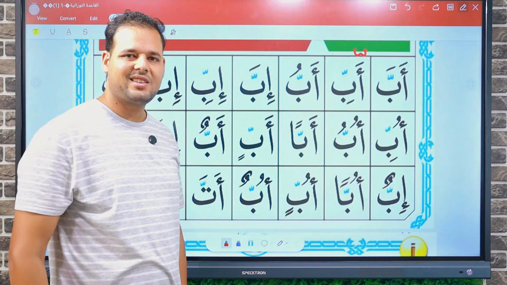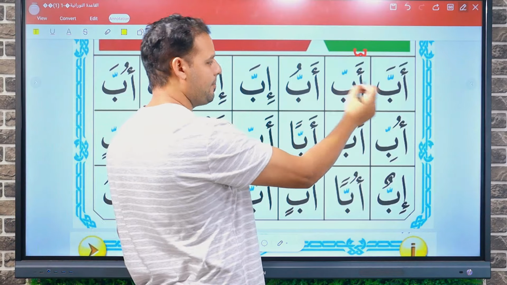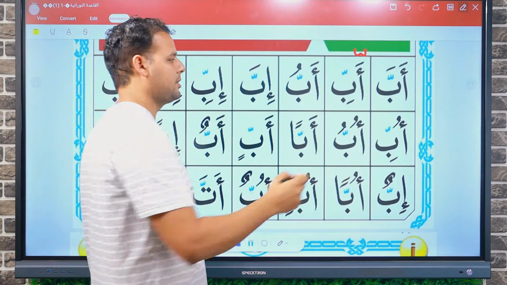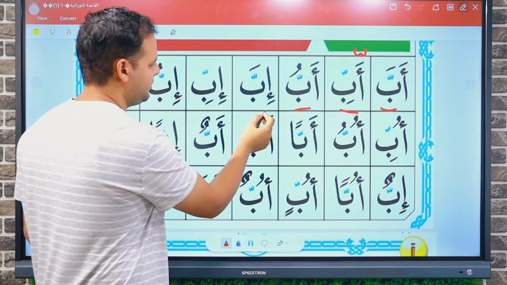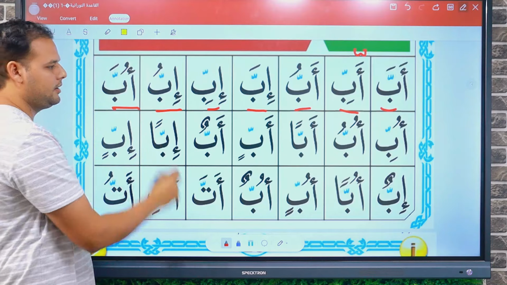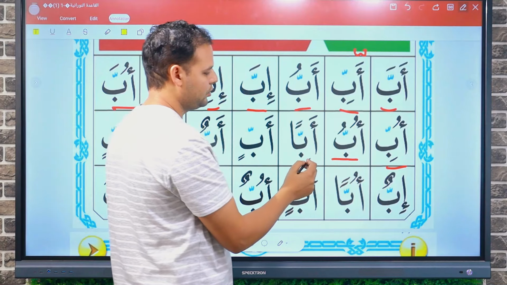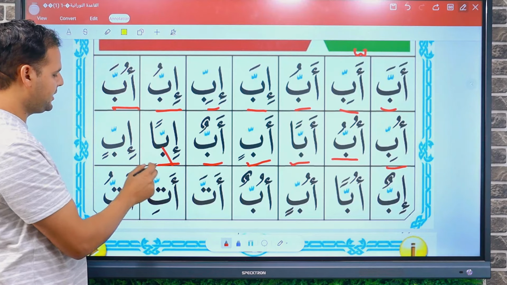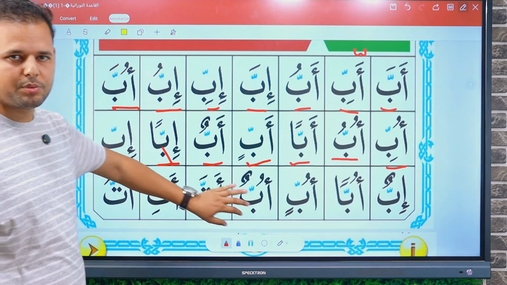Okay, this means that this letter is two letters. It's not one letter. It's double letters. So it's not aba, it's aba ba. But instead of writing two of them, we write one and we pronounce two. So it's going to be abba, abbi, abbu, ibba, ibbi, ibbu. Okay? Now here, ubbi, ubbu, abba, abbin, abbun, ibban, ibbin. Very simple. Okay, it will appear more when we put it in words.